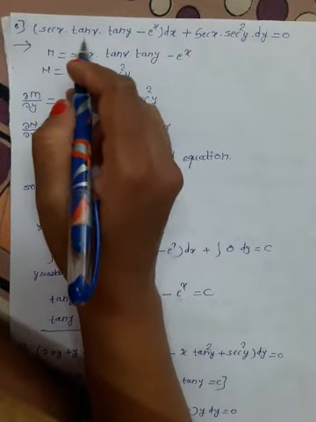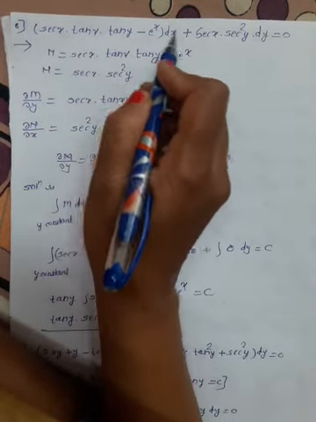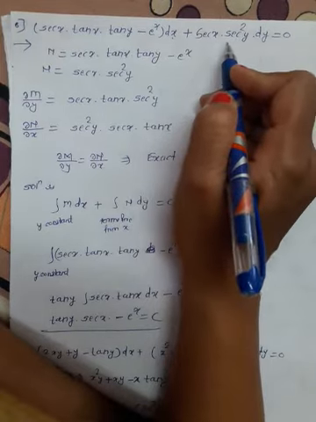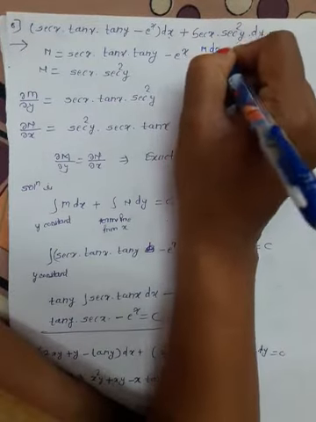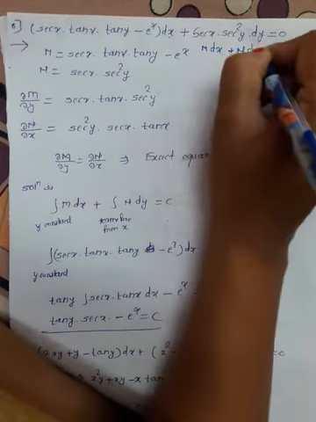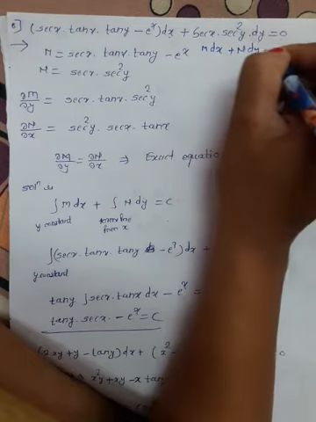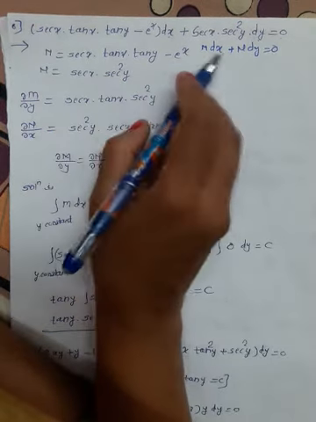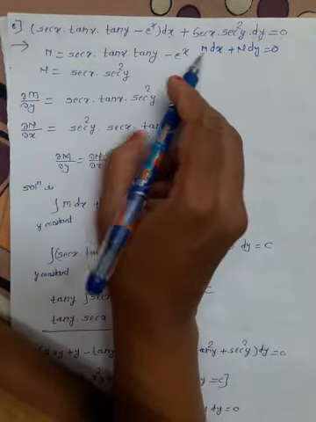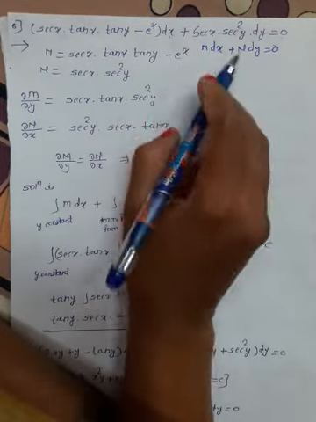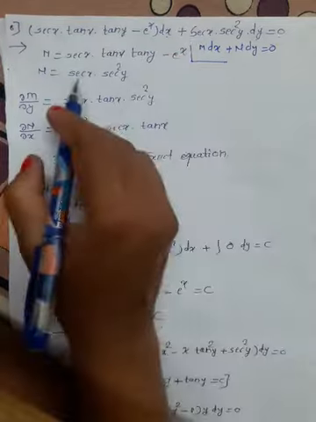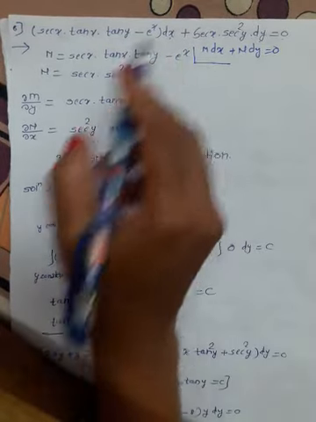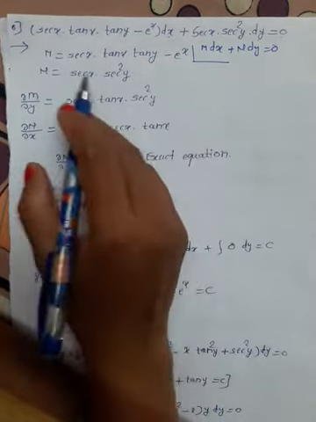Sec x into tan x into tan y minus e raised to x into dx plus sec x sec square y dy is equal to 0. Comparing this example with our exact form, m is this bracket and n is this term. Coefficient of dy is n, coefficient of dx is m.